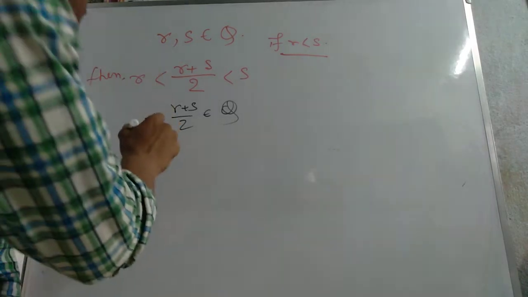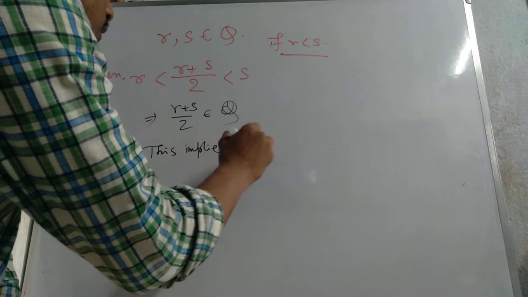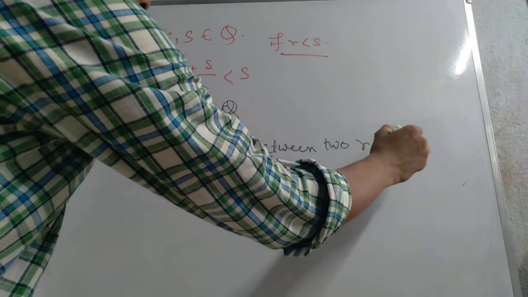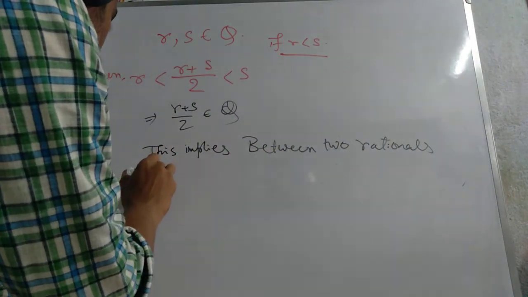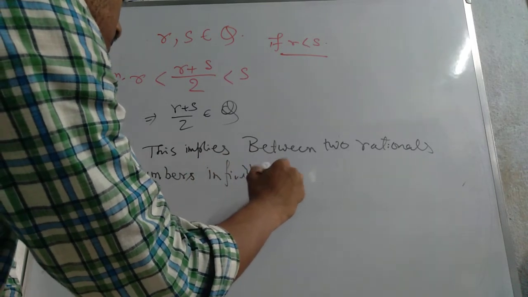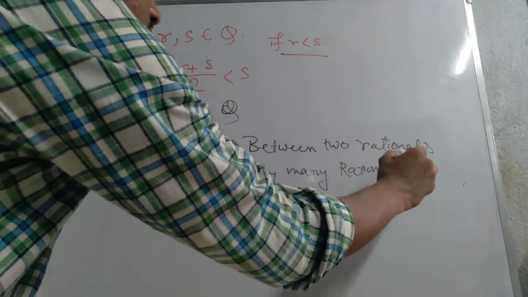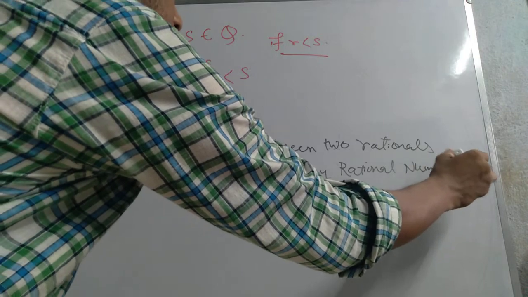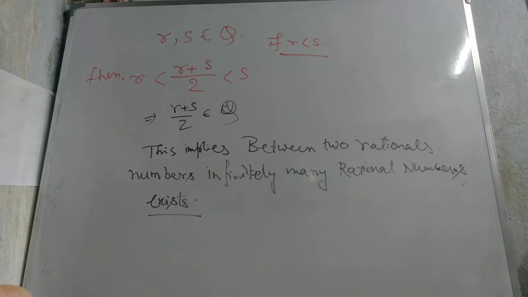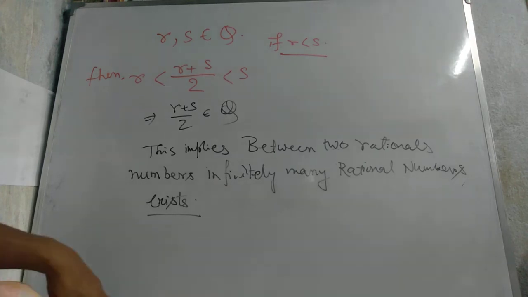Okay, that means this implies between two rational numbers infinitely many rational numbers exist. Okay, and obviously this holds for irrational numbers too. Any two irrational numbers also contain some irrational number.